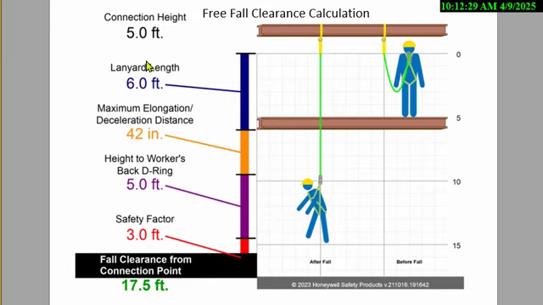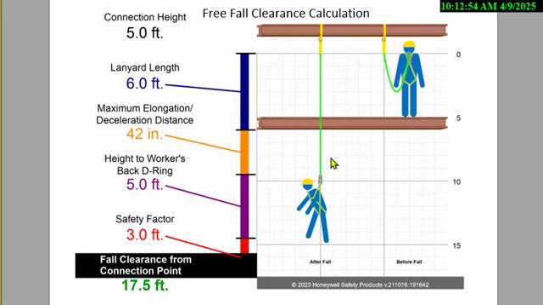But they'll usually tell you that using a 6-foot lanyard and a person has tied off at the anchorage, the elongation for your lanyard is 42 inches. The height of the worker's back D-ring to the floor is 5 feet. Safety factor of 3. What is your fall clearance? And you just add up these numbers and you'd get it. You don't have to worry about figuring out what the number is. They'll tell you the safety factor.